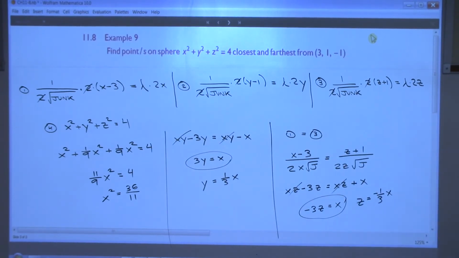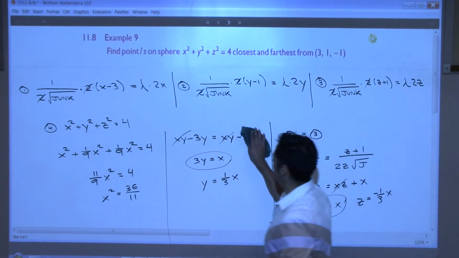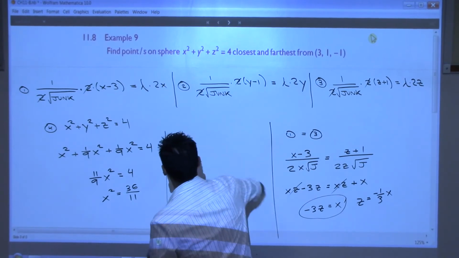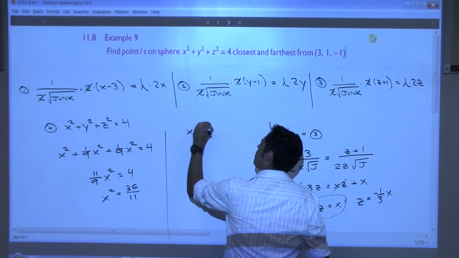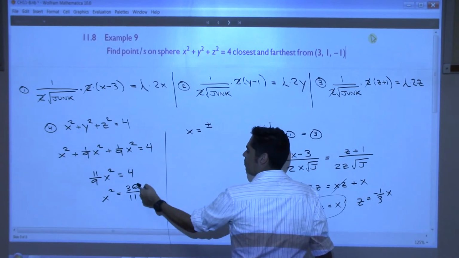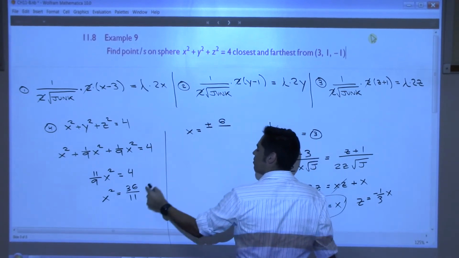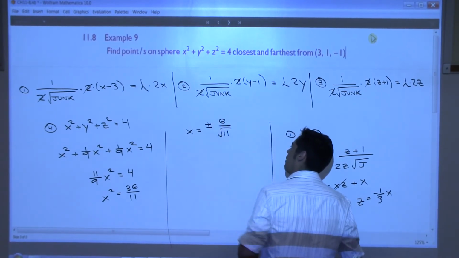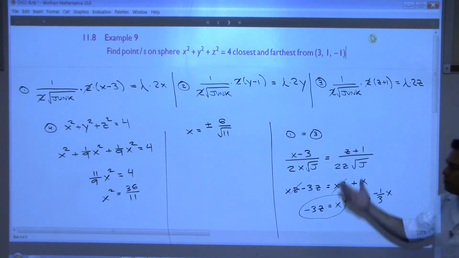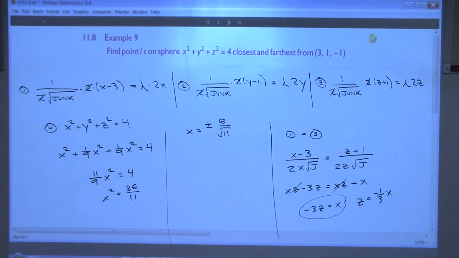And now take the square root, right? And when you take the square root, you have to do plus or minus. So when I do that, I should get x is plus or minus the square root of 36 over the square root of 11, which I'll just leave as root 11. Right there, we've nailed down what x is. x is either positive 6 over root 11 or negative 6 over root 11.